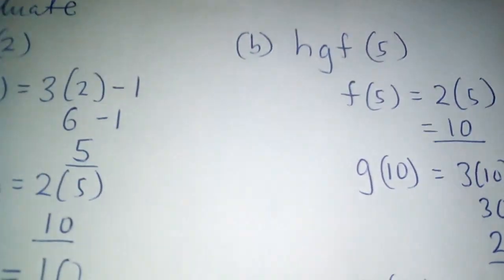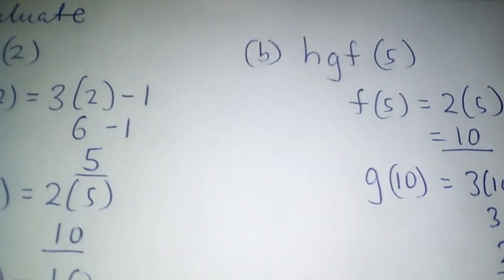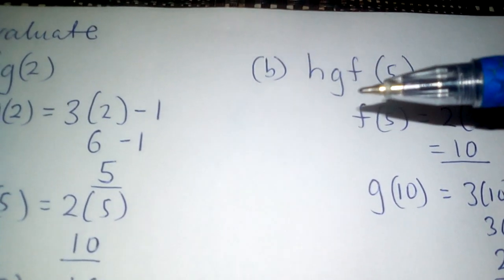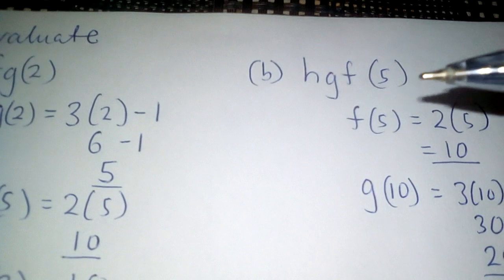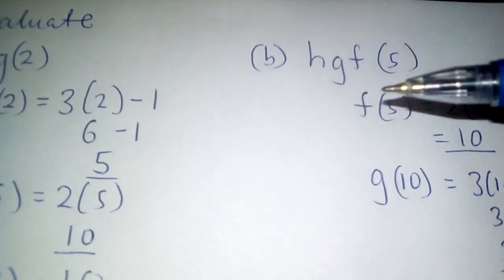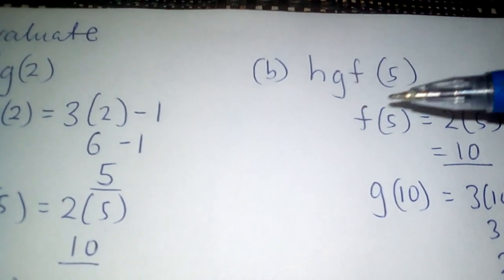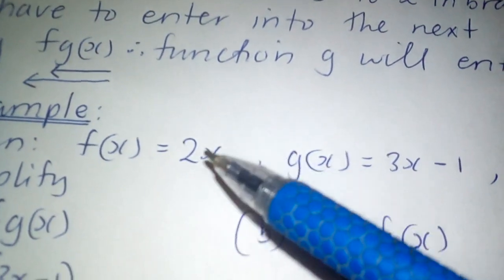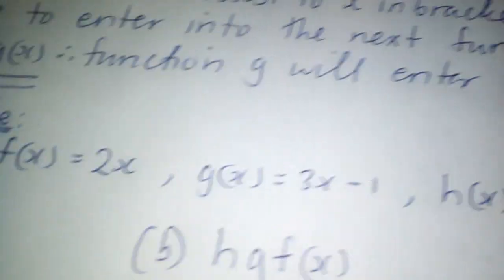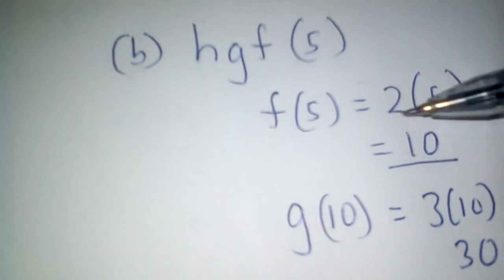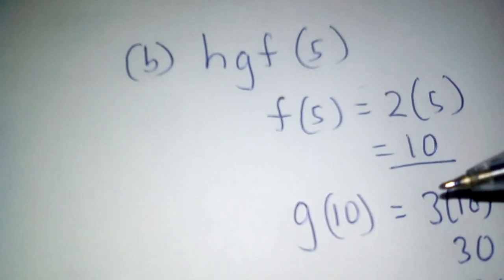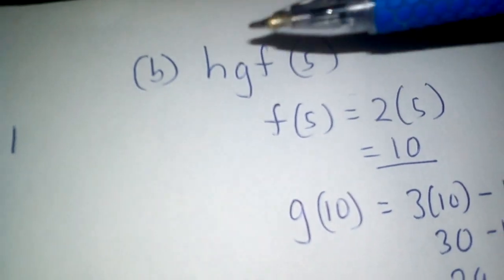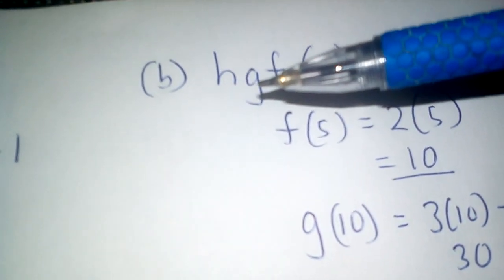Let's see another example where we have a double combination, and that gives us HGF of 5. So first I will work out F of 5. Remember, our function of F is 2x. So in the place of x I'll put 5. So when I put 5, it will be 2 times 5, 10. Now the answer for the first function, 10, will come now inside of G.